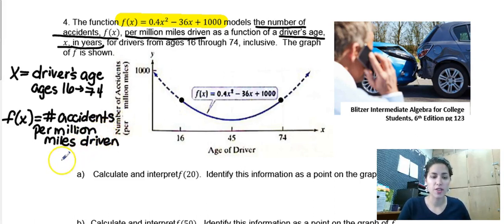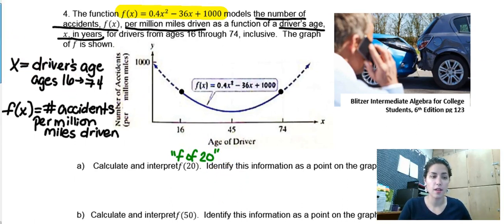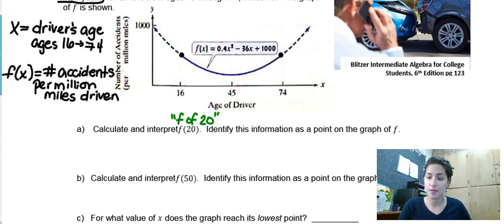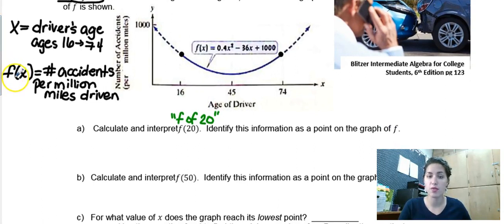Let's get into our first question. It says calculate and interpret f of 20. And if anybody's been struggling with function notation, I'm going to add that to the top. F of 20. Identify this information as a point on the graph of f. So we have two things to do. First, we're actually going to use our model, and then we will go look at the graph.